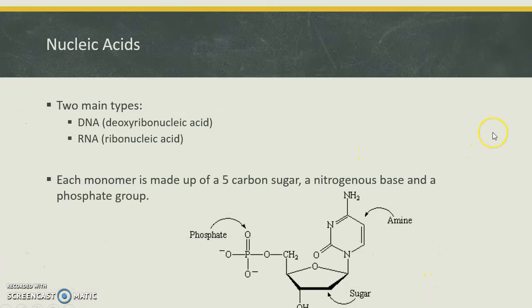Alright, so nucleic acids, we will be talking about these so much next unit, so I'm just going to kind of gloss over these real quick.